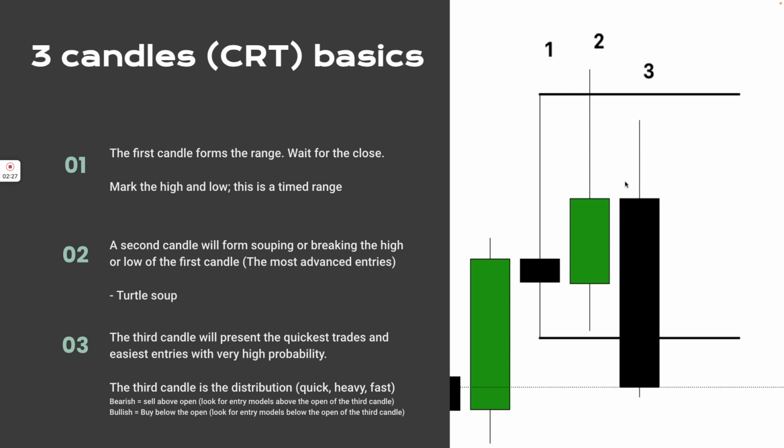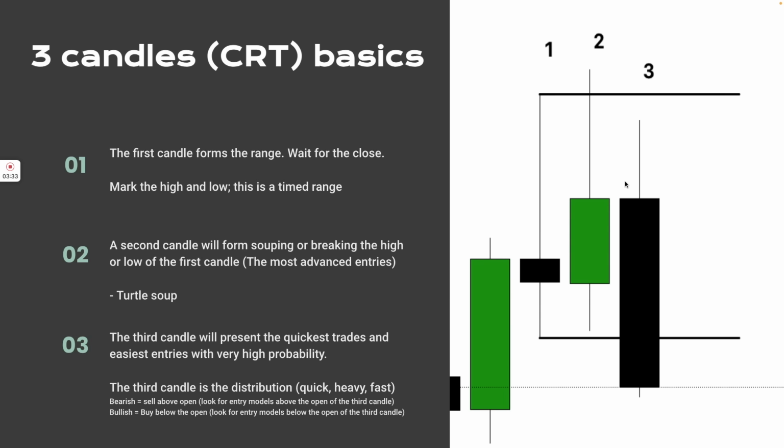It's really the quickest, fastest, heaviest candle in the entire move. When you're bearish, you sell above the open. When you're bullish, you buy below the open. This means when you're bearish, you only look for setups when you're above the open. When you're bullish, you only look for setups when you're below the open.